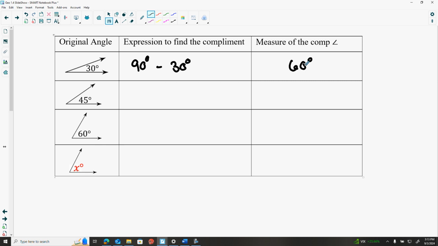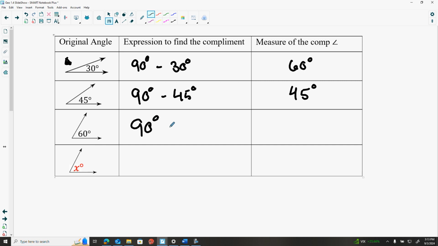A nice way you can double check it: does 60 degrees plus your original angle add up to 90 degrees? Well, 60 plus 30 is definitely 90 degrees. And we can do it like so. If I wanted to find the complement of 45, I would take 90 degrees minus 45 degrees, and I would get 45 degrees. I think you guys are getting the hang of it.